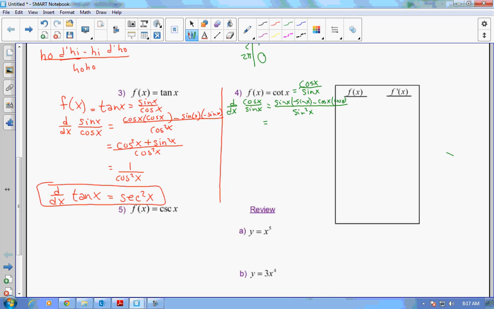So, simplifying sine x times negative sine x. Negative sine squared x, or negative sine x squared. Negative cosine times cosine. Negative cosine squared x. All over sine squared x. Now again, I see the sine squared x and a cosine squared x, which makes me want to use the Pythagorean identity, but it's not quite the same. How can we make this positive sine squared x plus cosine squared x? So I could say that it was 1. Say what?